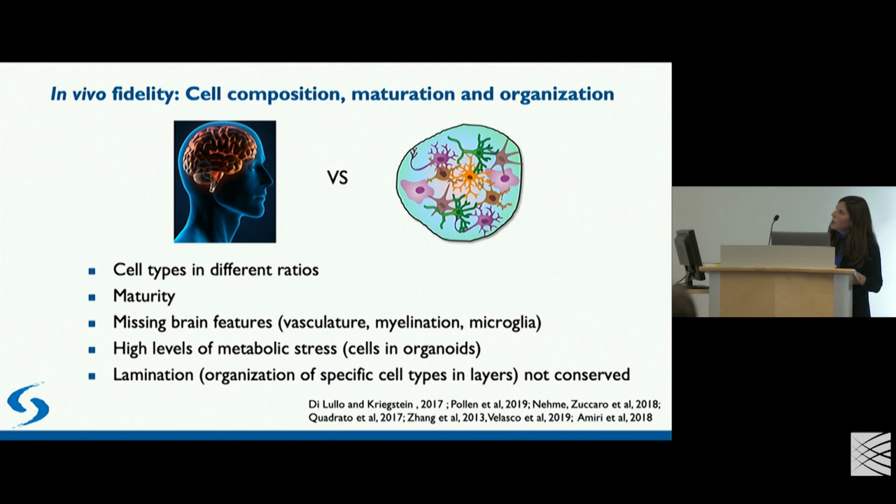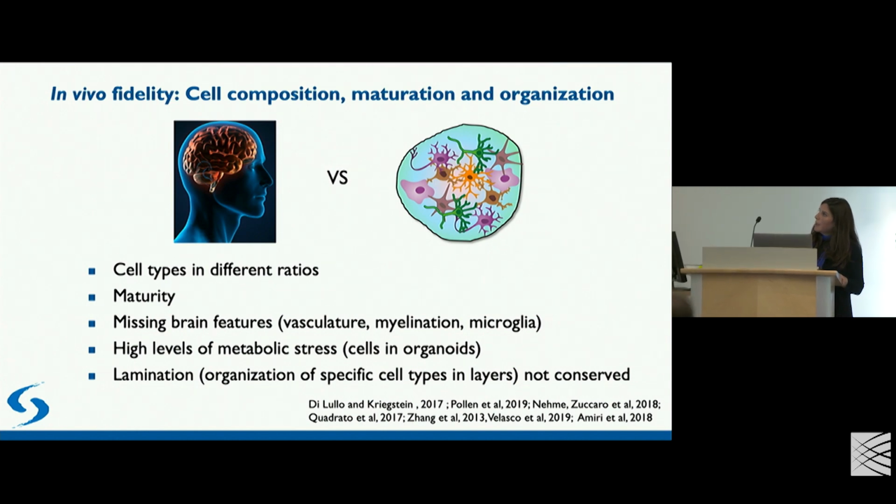Many brain structures or features are missing, such as vasculature, myelination, and microglia. Also, a recent study showed that cells and organoids can display high levels of metabolic stress. And finally, lamination, which is the organization of cells in cortical layers, is not well conserved in vitro either.